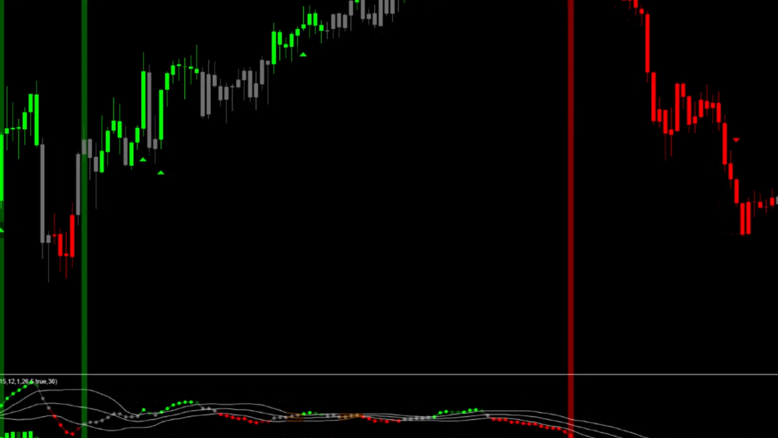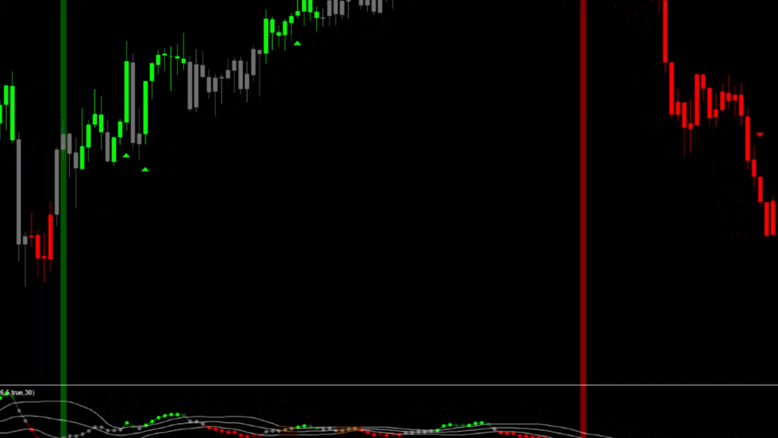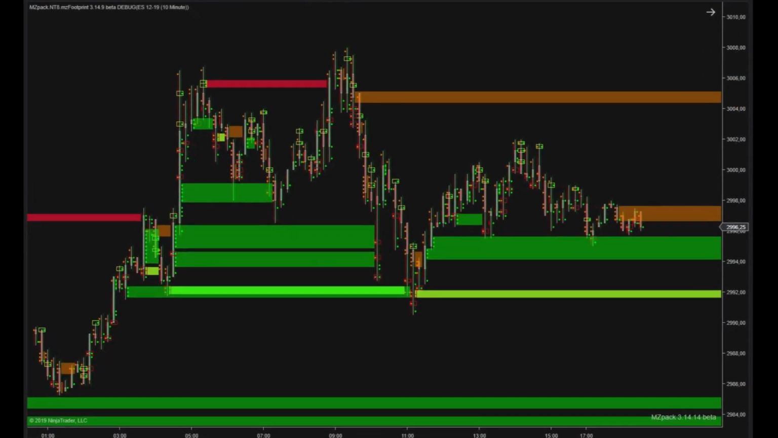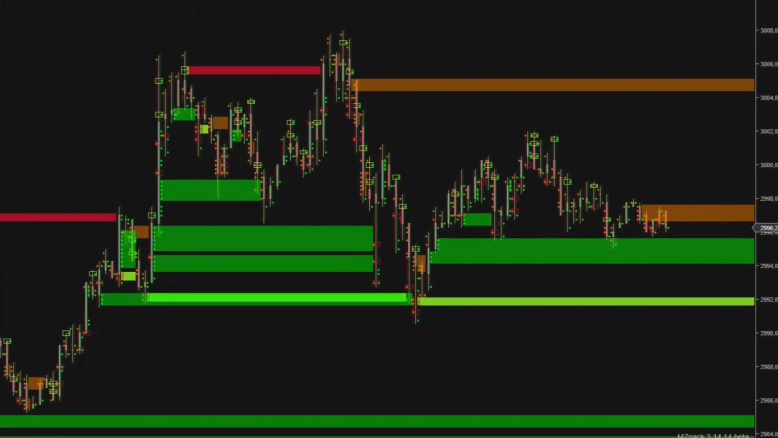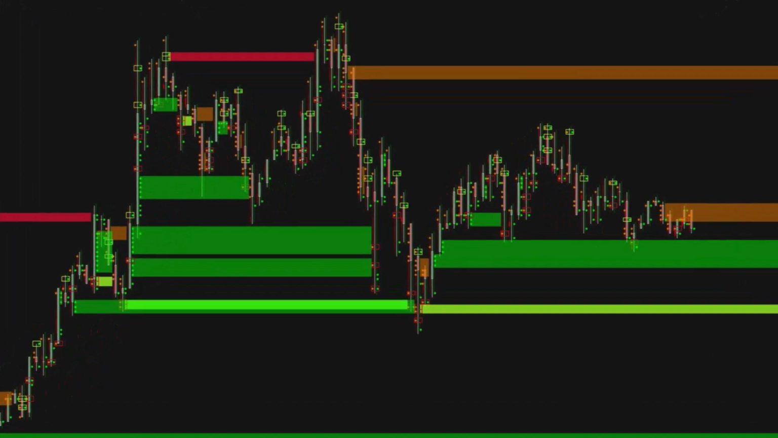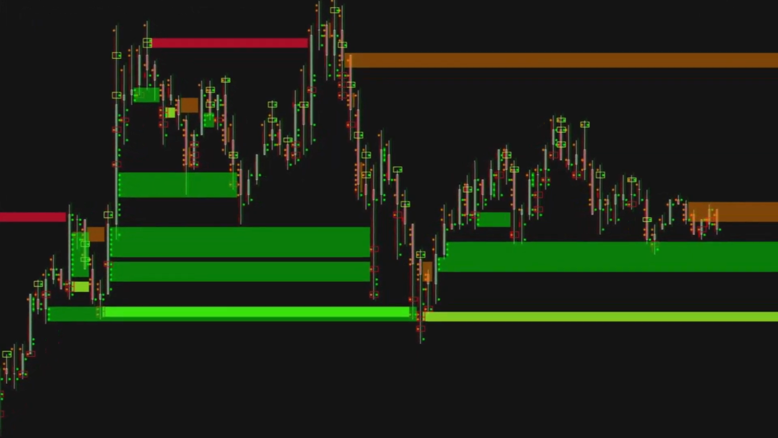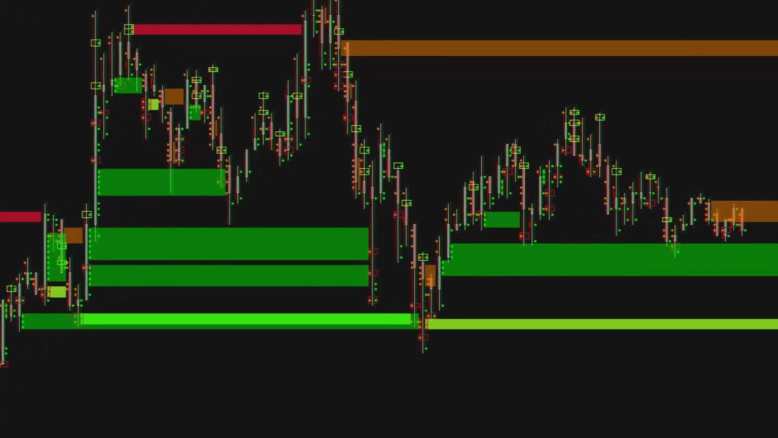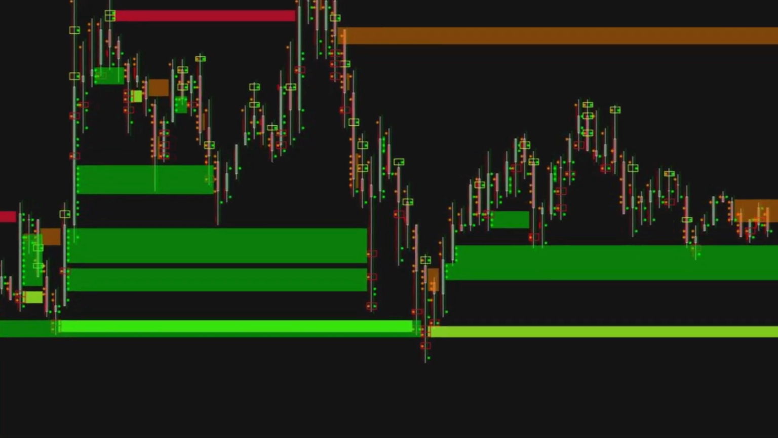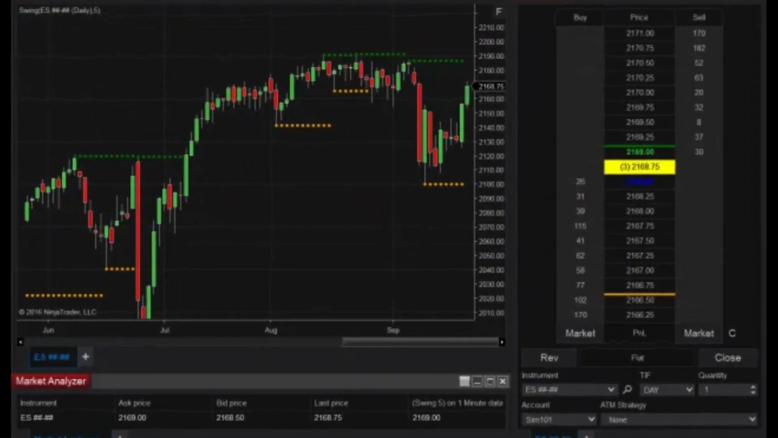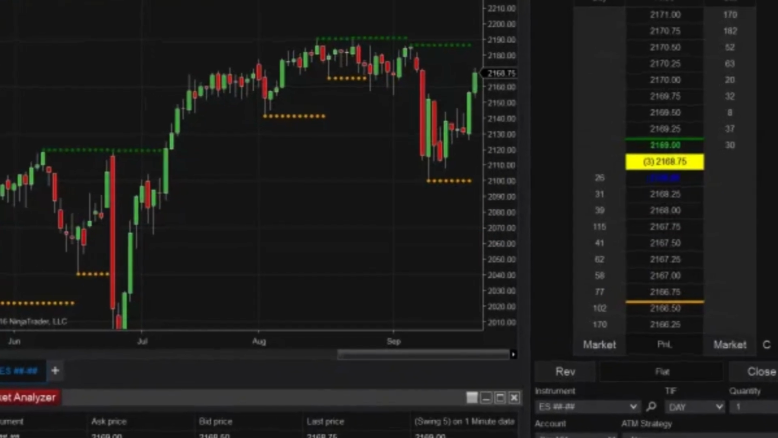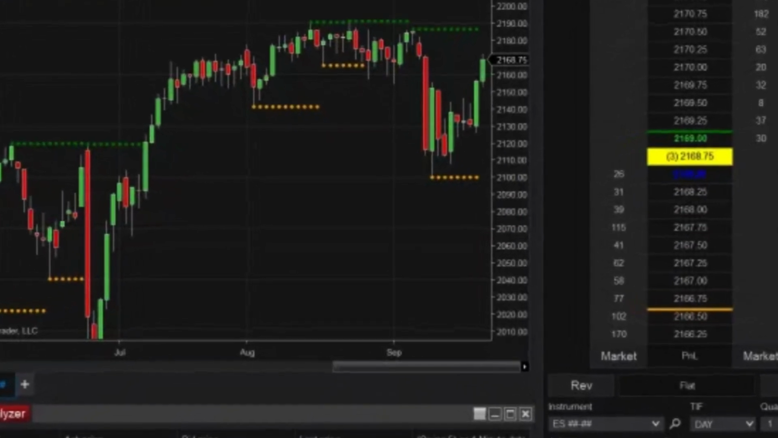With NinjaTrader 8, you'll have access to all the tools and features you need to take your trading to the next level. From custom indicators to advanced charting, this platform has it all. And the best part? It's incredibly user-friendly and customizable, so you can tailor it to your specific trading style and needs. But that's not all.